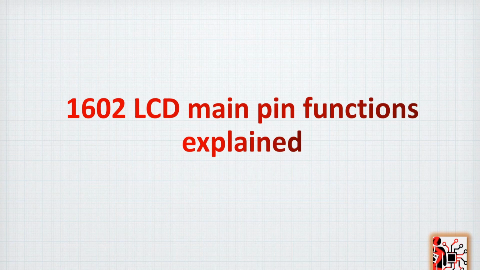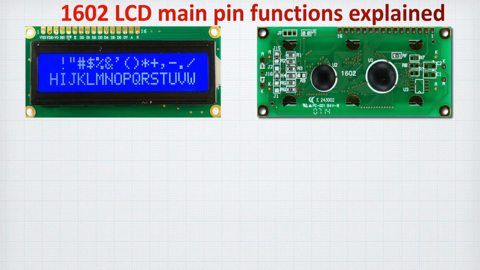Okay, so now let's take a look at how the pins function for this LCD. So let's go back again. We have 16 pins, numbered from 1 to 16, starting as shown by the yellow arrow at the top.